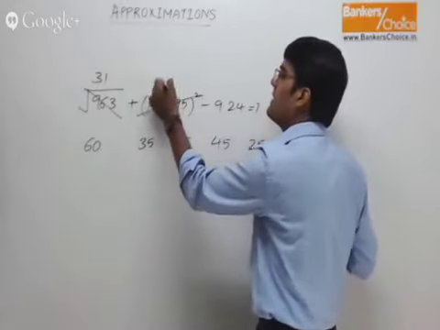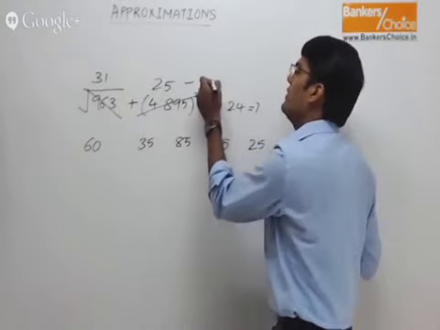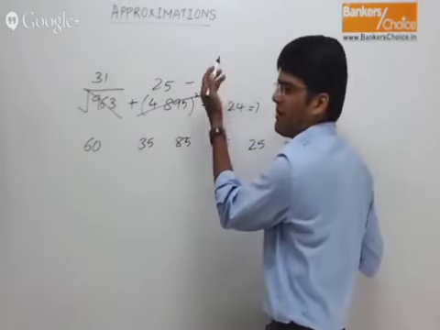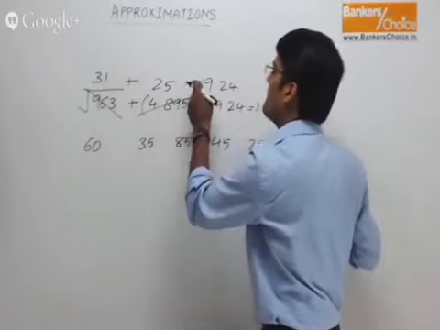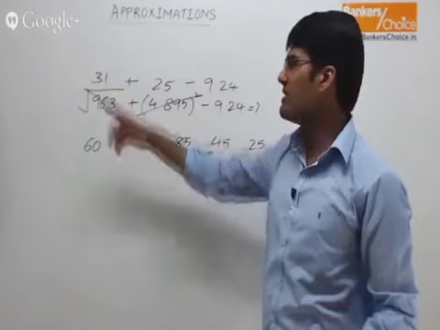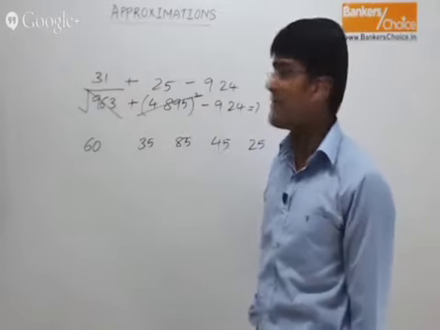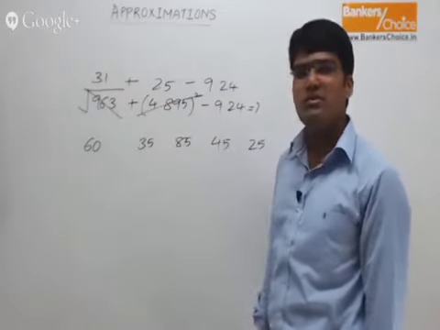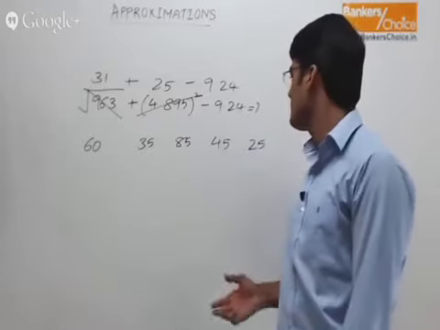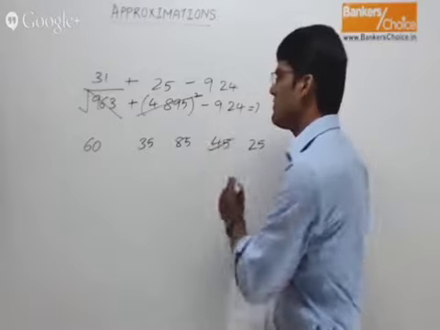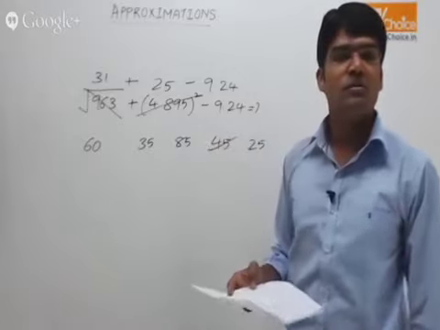5 square, 25. Minus 9.24. Let's take it as 9 or 9.5, whatever it is. So 31 plus 25 minus 9.24. What is 31 plus 25? 56. 56 minus 9.24 is 46 point something. Which is the closest one? Fourth option, 45. So the answer here should be the fourth option, 45.